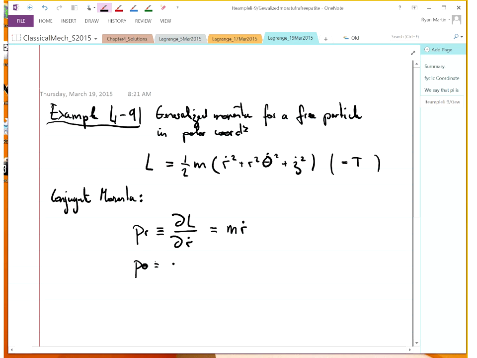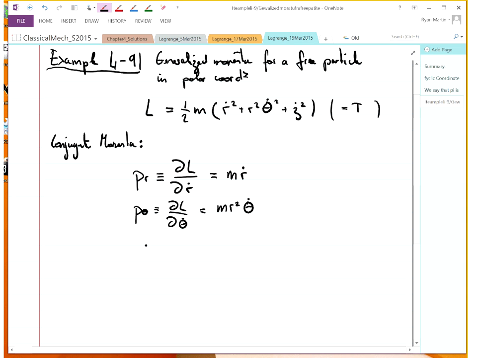I do the same thing for theta. So p theta is defined to be ∂L/∂theta dot. If I do ∂L/∂theta dot, I only have one term with theta dot in it. That's 1/2 m r squared theta dot squared. If I differentiate, it brings down the 2 and cancels the 1/2. And I get m r squared theta dot. And if I do p_z, it's ∂L/∂z dot, and that's just going to be m z dot.